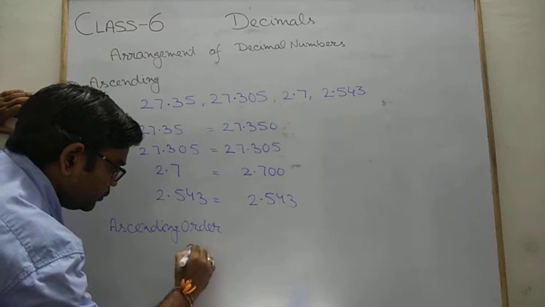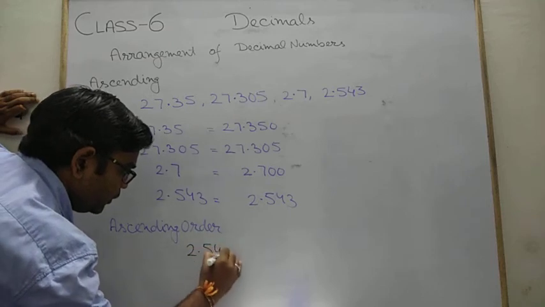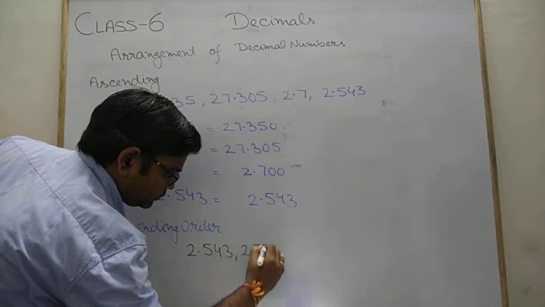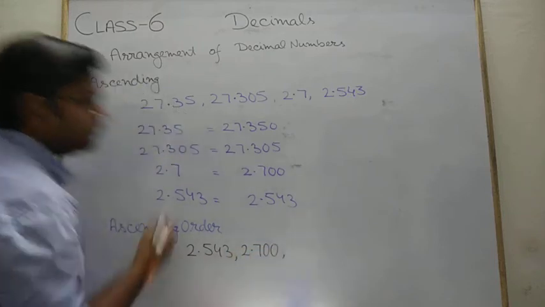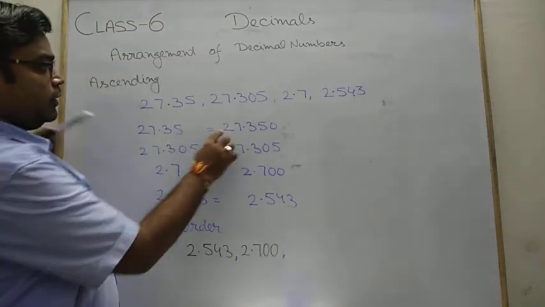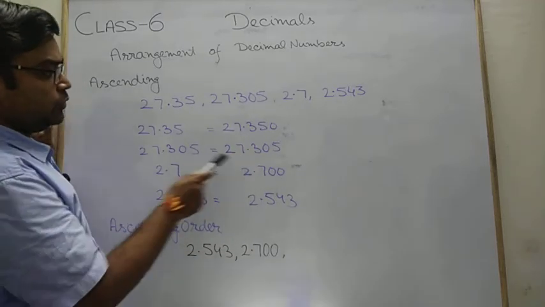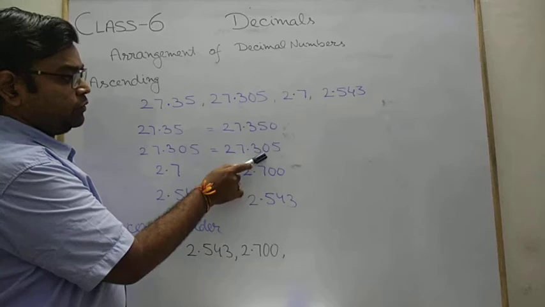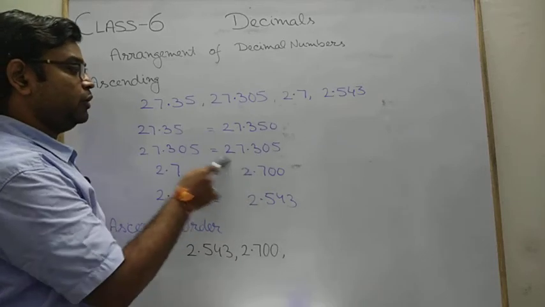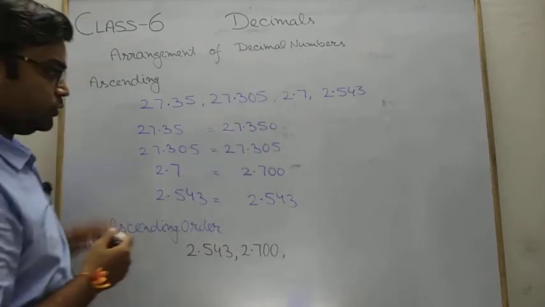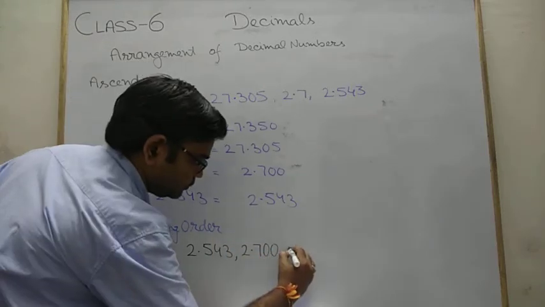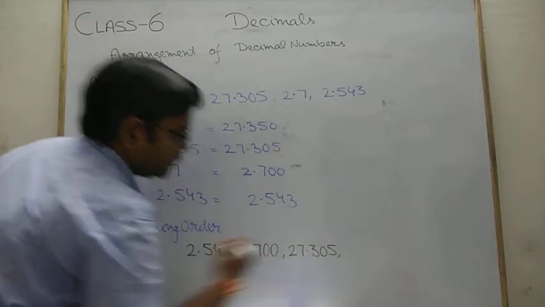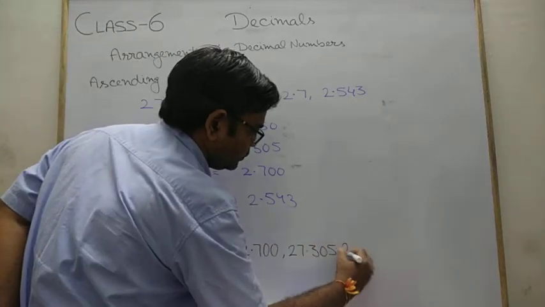So first write down 2.543. Then after that, what we have? 2.700. Then coming to this point, here 27, 27 are the same. Then after the decimal we have 3, the same. Now we have 0 and 5. Which one is smaller? 0 is smaller. So this number is smaller than this number. So 27.305. Then 27.350.